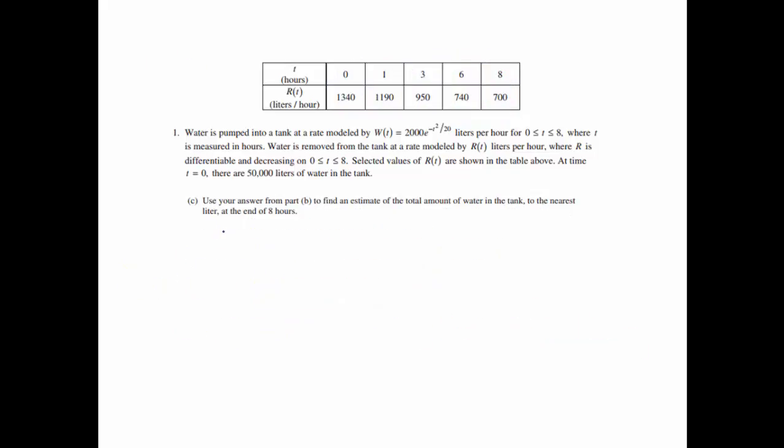Use your answer from part B to find an estimate of the total amount of water in the tank to the nearest liter at the end of the 8 hours. So this was one of the accumulation problems that we did, and if we want a total amount of water, I'm going to call it A. We started with 50,000 liters of water in the tank, so 50,000.